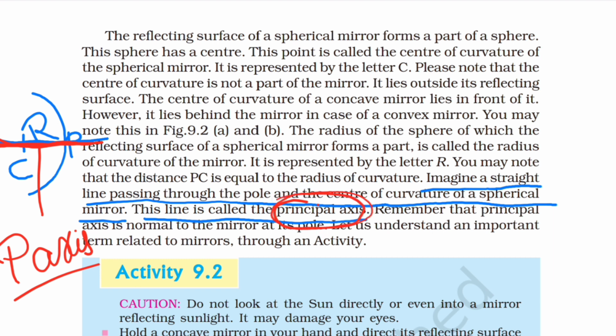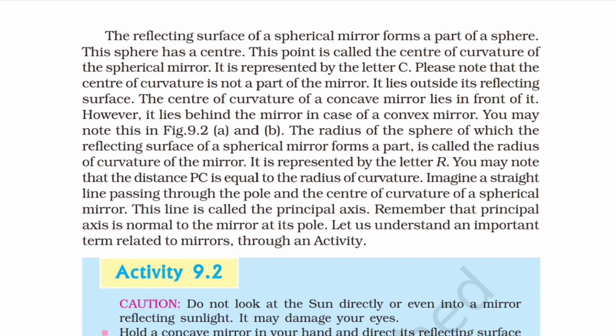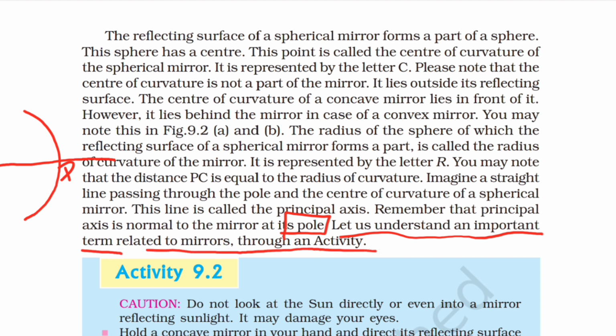Remember that the principal axis is normal to the mirror. Normal to the mirror means a normal is drawn like this. This is the principal axis to its pole. Pole means this is P. Let us understand an important term related to mirrors through an activity. One activity is given. Within that activity, we will see the terms and how the mirror will work.